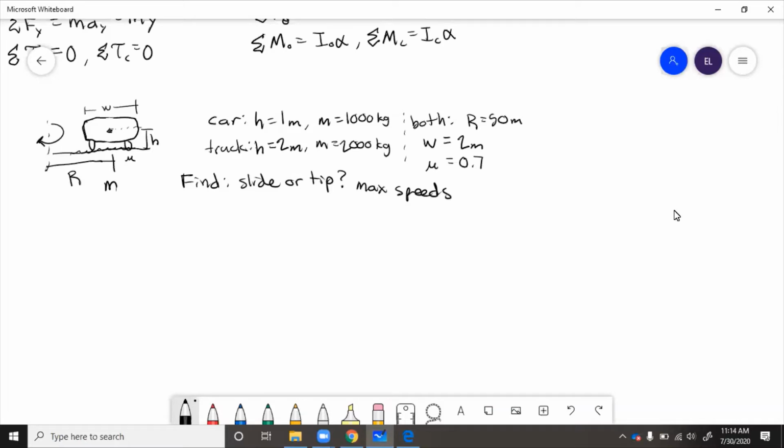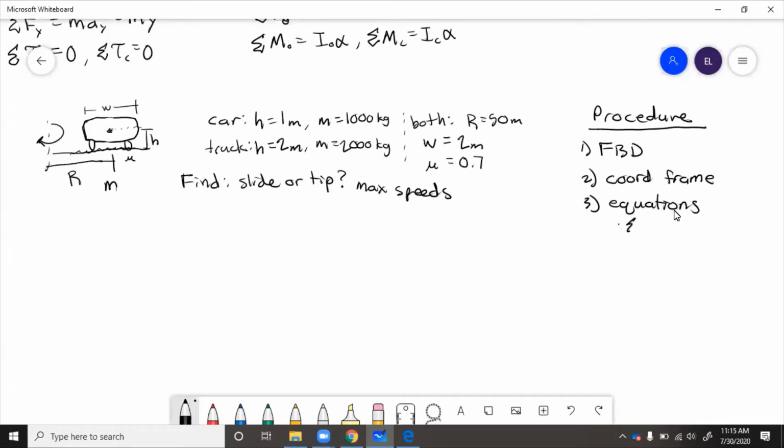Okay, so procedure for these problems always is the same. Same as we have learned before. First is draw a free body diagram. Second is assign coordinate frame. Third is write equations of motion. So that will be sum of forces in the x, sum of forces in the y, sum of torques, and then 4 is solve. So first we'll work out for the car.